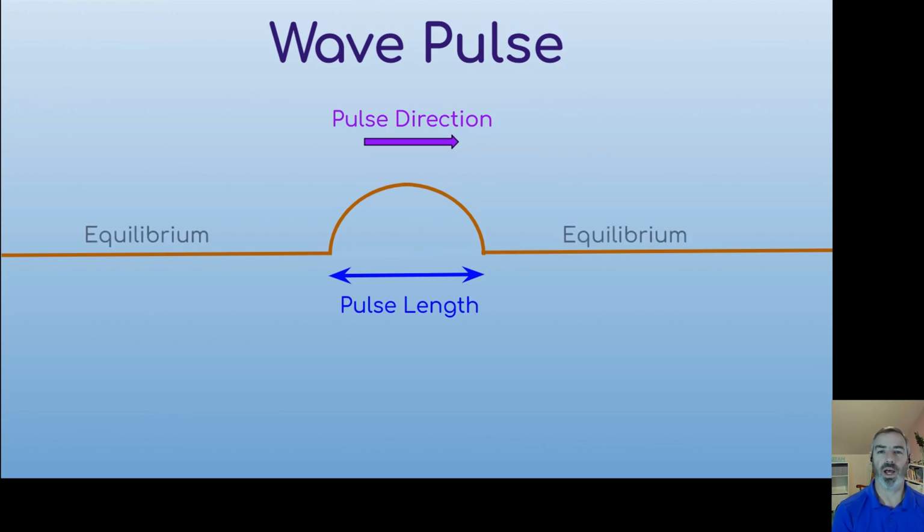Anywhere the pulse is not traveling is called equilibrium. So anywhere along that string is going to be the equilibrium point. And then the height of the wave is called the amplitude of the wave, measured from equilibrium to the highest point, regardless of whether the pulse is above or below.